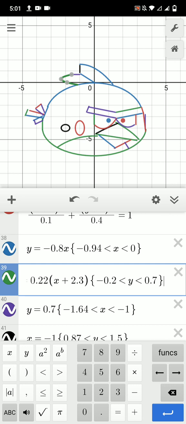Now we were able to determine the functions present on its hair. So let's move on to the outer part, or the head, of this Angry Bird.